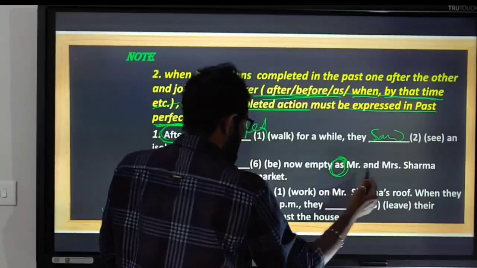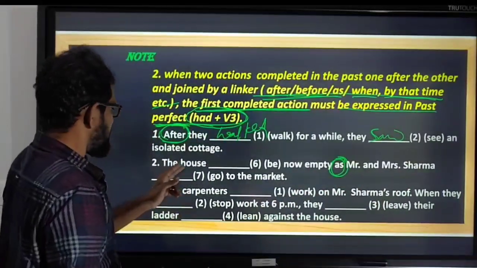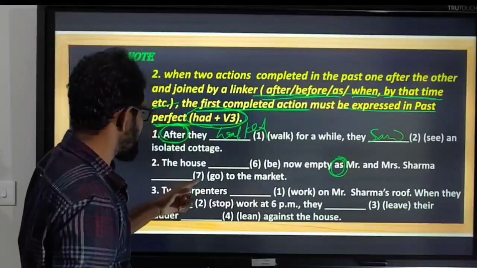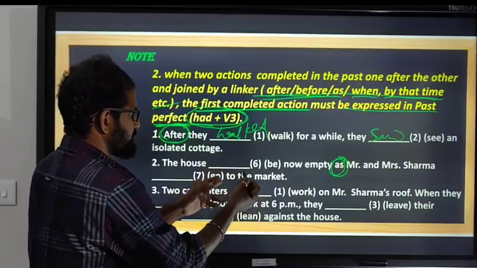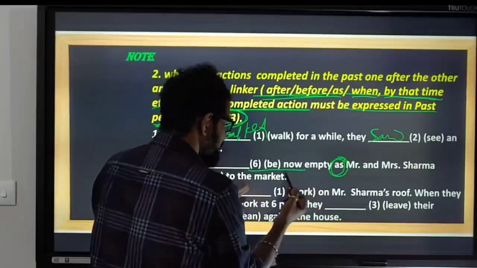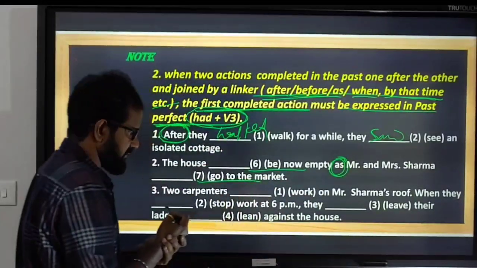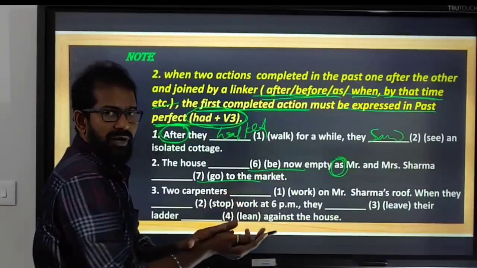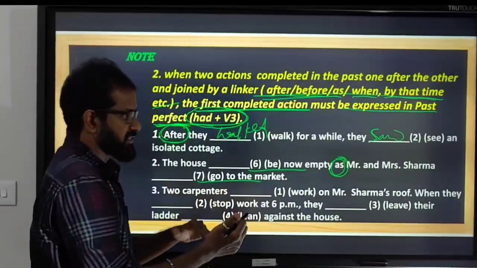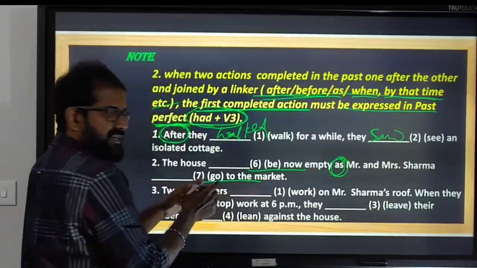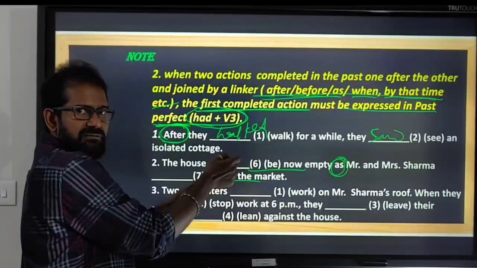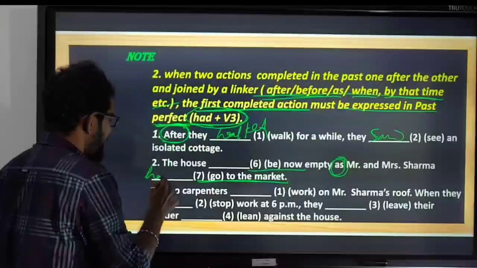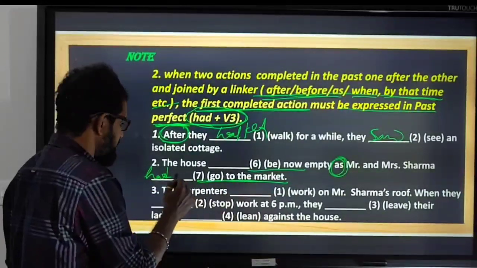Now let us see whether this is one after the other. The house is now empty and Mr. and Mrs. Sharma went to the market. So one is empty here, another one is went to the market. Now whether these two things happen simultaneously or one after the other. Which is the first and which is the second? Went to the market is first, empty is the next. So this sentence has to be filled with the past perfect. Had plus V3. Had gone.